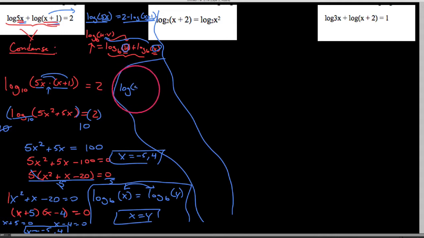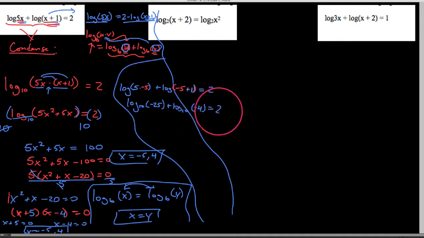We get log base 10 of 5 times, let's do negative 5 first. So in negative 5 here. And that was plus log base 10, and we have x plus 1 here. So we have negative 5 plus 1 is equal to 2. Notice that we get log base 10 of negative 25 plus log base 10 of negative 4 equals 2. And what I basically want to point out here is, we can never take 10 to the power of something and get a negative output.